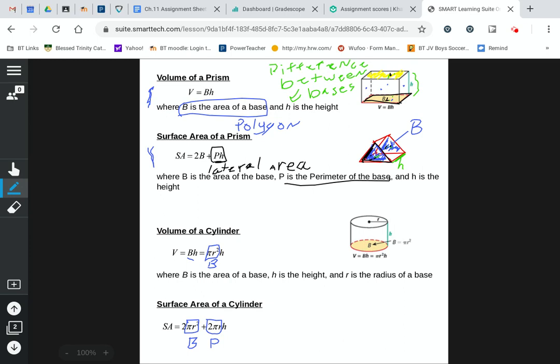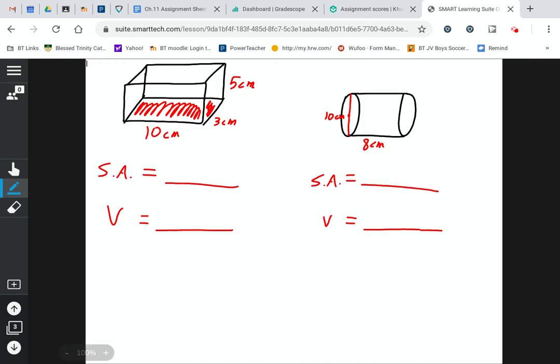So going that way, all right, let's just try a couple examples, and then I'll let you go for the day. So here I give you two examples, one a prism, one a cylinder, and I kind of already marked the base out for the prism to help us out here. I want us to find the surface area and volume.